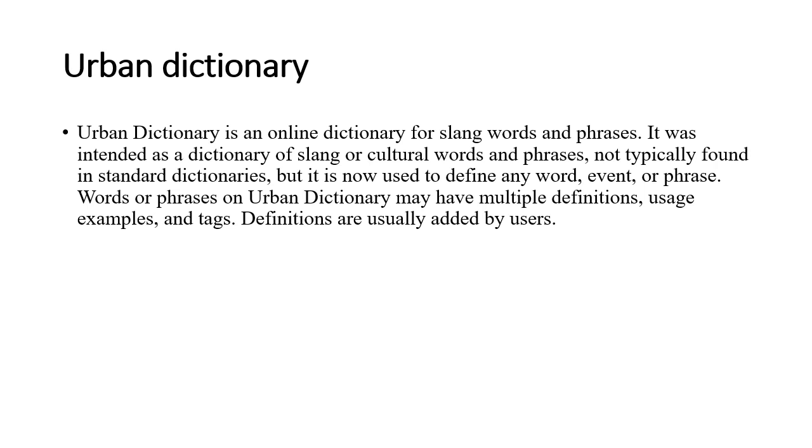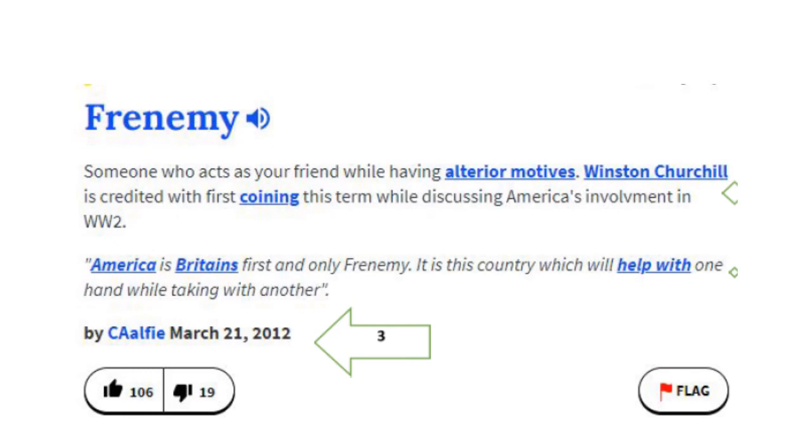So words or phrases on Urban Dictionary may have multiple definitions, usage examples, and tags because they are usually added by users. So here we have a sample entry from the Urban Dictionary, which is frenemy. We have the pronunciation, so you can click and listen to the pronunciation. We have the definition, and then we have a sample sentence, and then we have the date this definition was added, and the user who added this definition. And then we have also some rates.